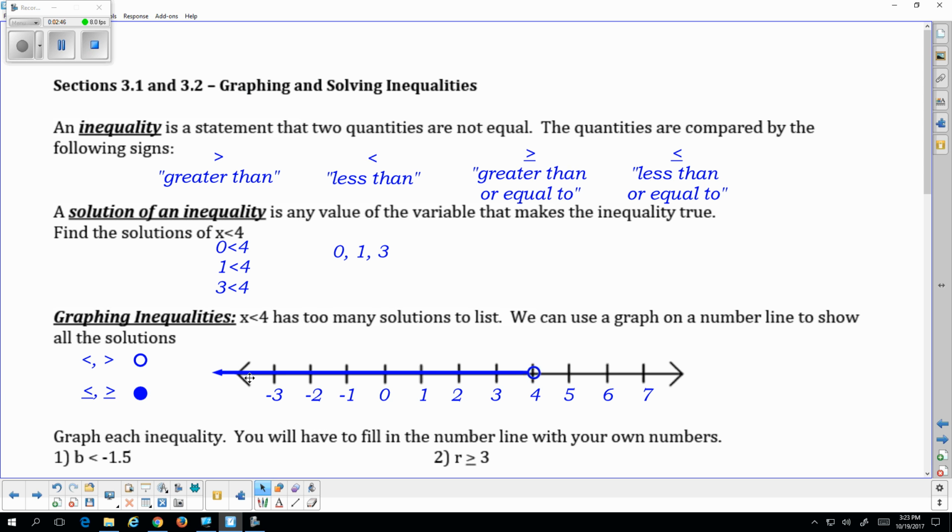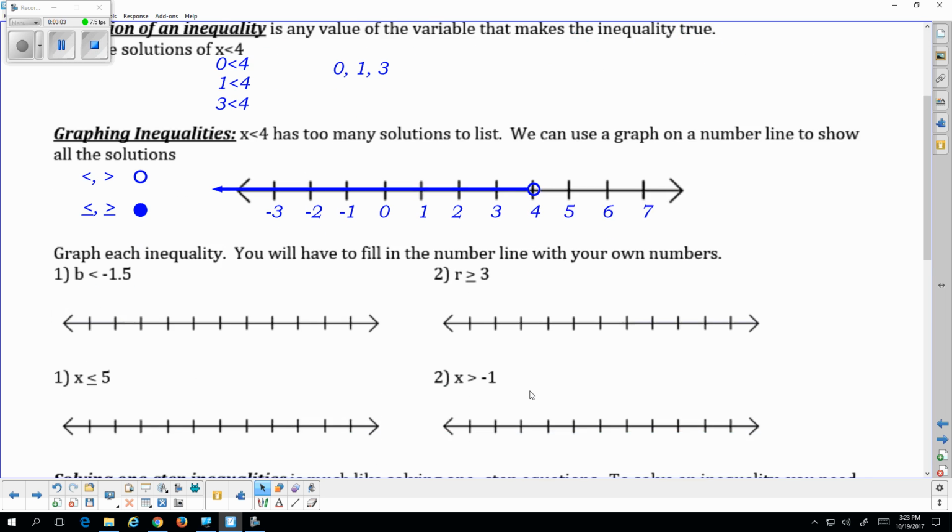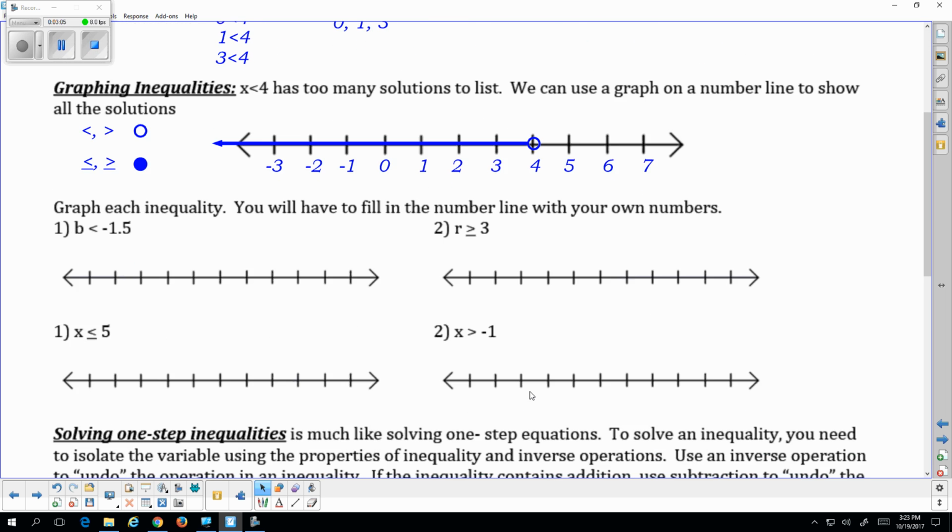So even like negative 10 works, negative 5 million works, negative 80,000 works. Everything on that side of the number line will work. All the way up to 4, but it can't be 4. 4 is not an option. So take a moment to graph some of these equations and pause the video. And take a moment to graph these and then play the video to check your work.